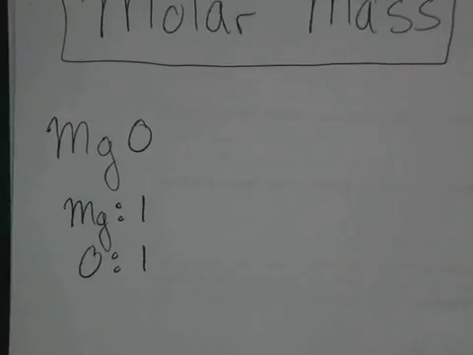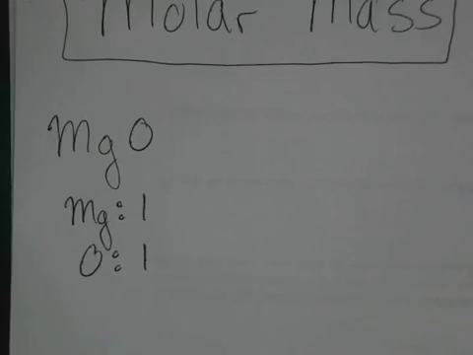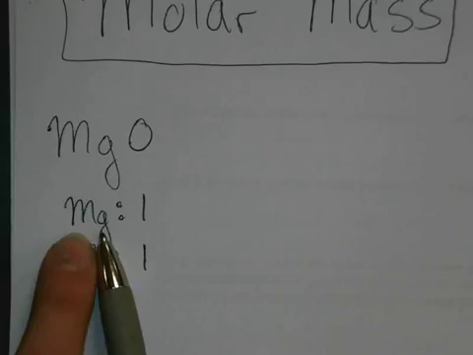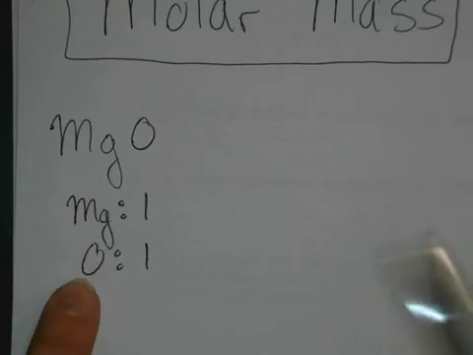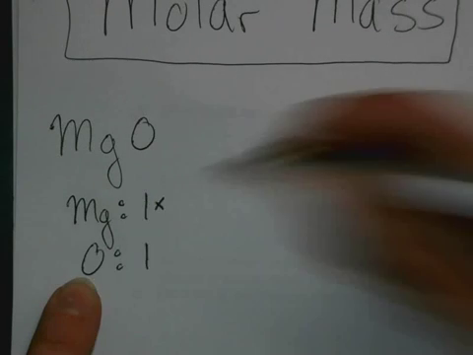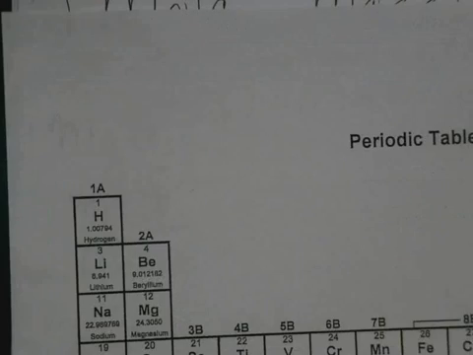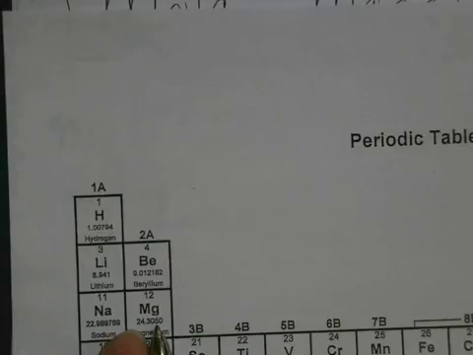because I have no subscripts. Now, when I'm calculating molar mass, it is the mass of all of the elements in my compound. So I have to look up the mass of magnesium on the periodic table, and I have to look up the mass of oxygen on the periodic table. So magnesium over here has a mass of 24.3050, and I'm looking at the mass number, not the 12, but the decimal that's on the periodic table.